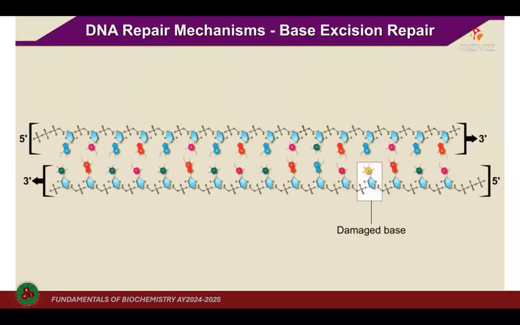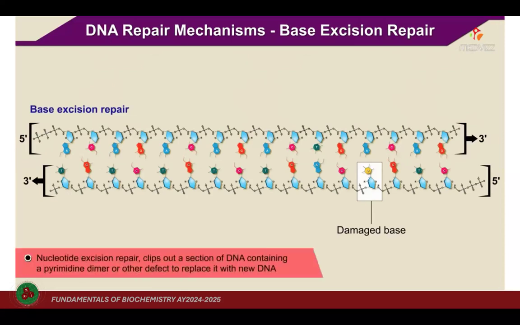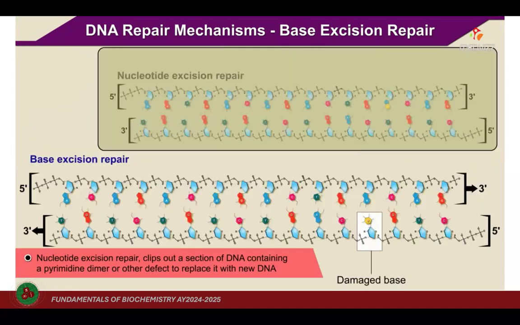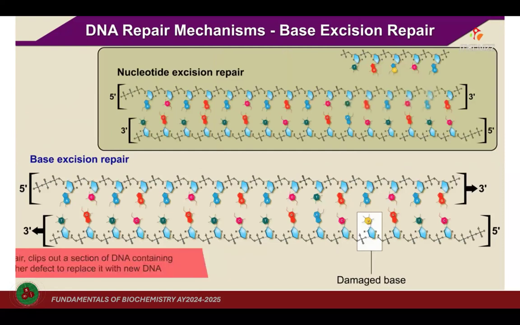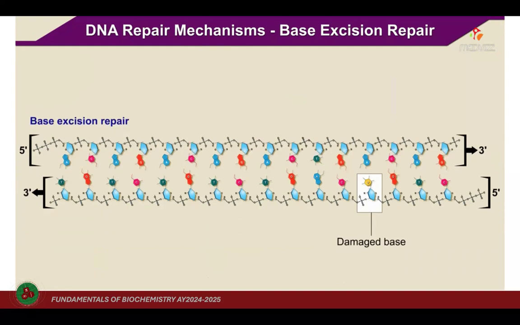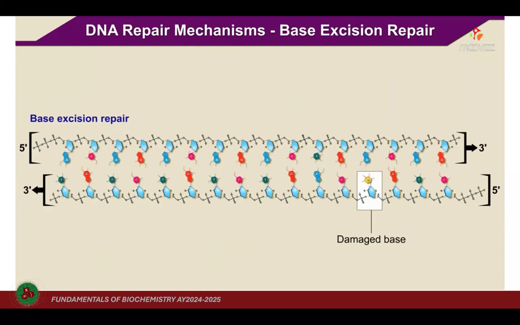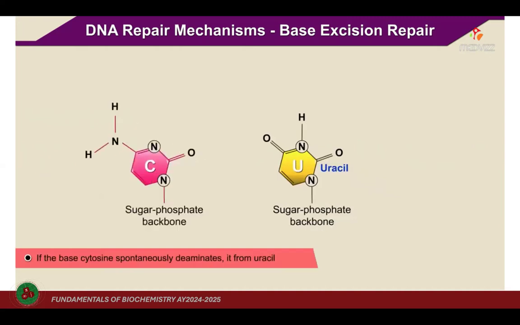Some damaged DNA bases are repaired by a system called base excision repair. Base excision repair works differently from nucleotide excision repair, which clips out a section of DNA containing a pyrimidine dimer or other defect to replace it with new DNA. Base excision repair acts on other kinds of defective DNA. For example, certain bases that are not supposed to be in DNA, such as uracil, are removed by base excision repair. If the base cytosine spontaneously deaminates, it forms uracil.